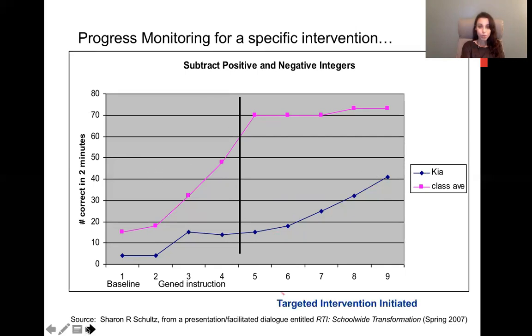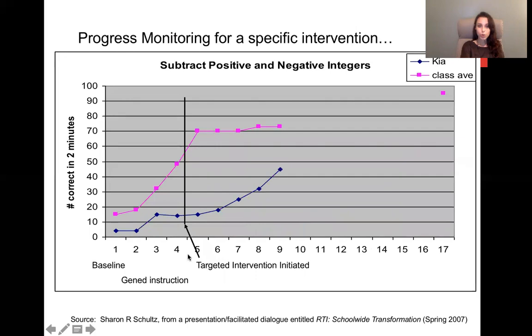Now we can put in a targeted intervention. Remember, our line is the intervention. So we put the intervention in place. Now the baseline data, they did do 3 to 4 points here, which is what they're supposed to do. And Kia's results are stable. Remember, we have to have a stable baseline before we can proceed to intervention.